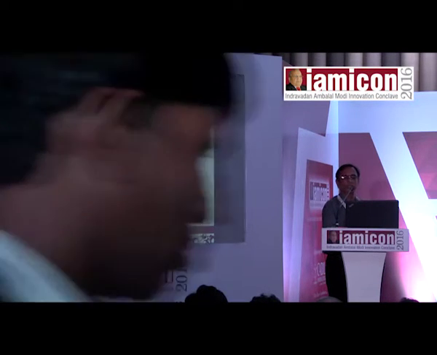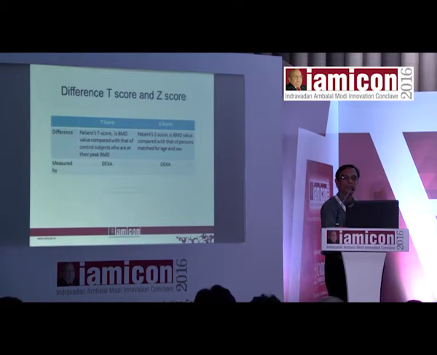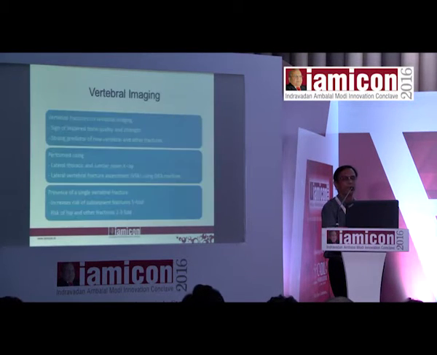So if you see the Z-score, it is the BMD value compared with persons matching their age and sex. First is compared with the perfect, who are at their peak. Second is matching with the same person's age and sex. That is the Z-score, both done by DEXA.